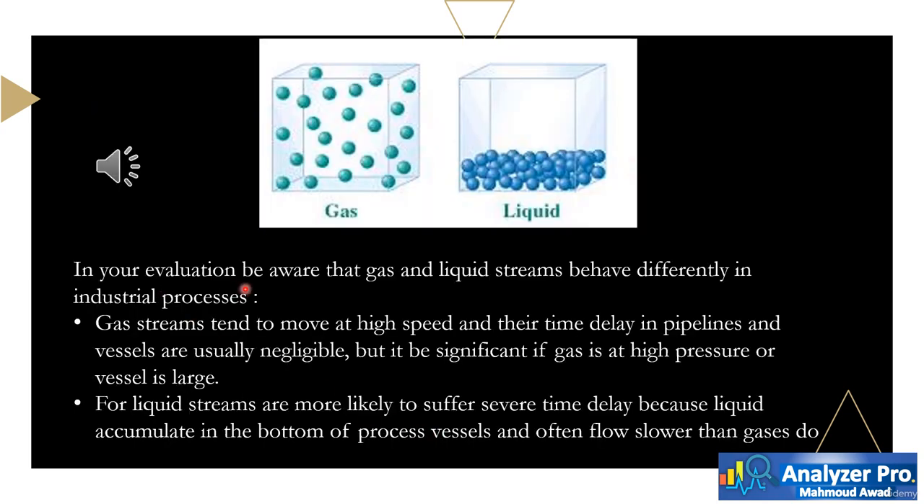In your evaluation, be aware that gas and liquid streams behave differently in industrial processes. Gas streams tend to move at high speed and their time delays in pipelines and vessels are usually negligible, but it can be significant if gas is at high pressure or the vessel is large. Liquid streams are more likely to suffer severe time delay because liquid accumulates in the bottom of process vessels and often flows slower than gases do.